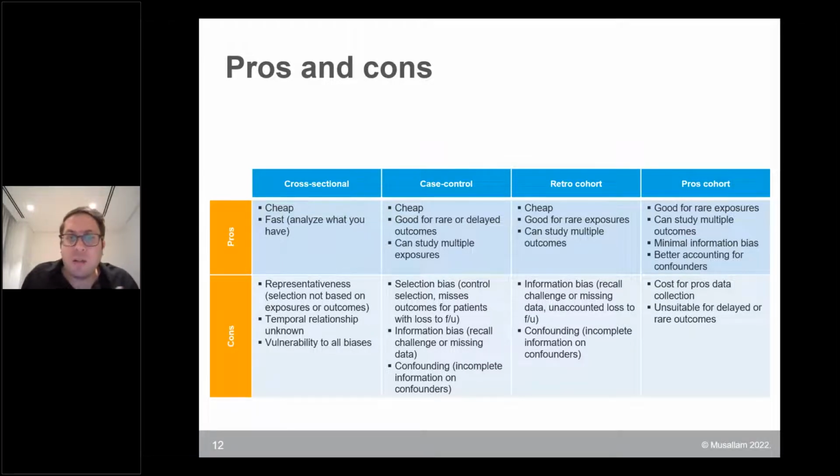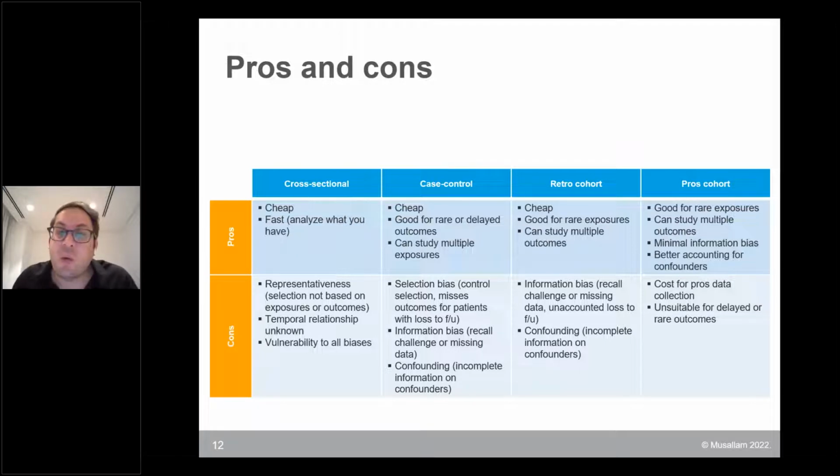Definitely the cons, mainly in cross-sectional studies, it's representativeness. Because usually selection is not based on exposures or outcomes. You just looked at the data at one point in time. The temporal relationship, as we said, is unknown, and they're vulnerable to all types of bias that I will talk about in a second in the other designs.